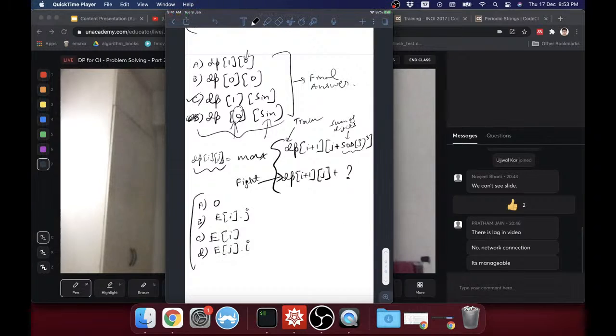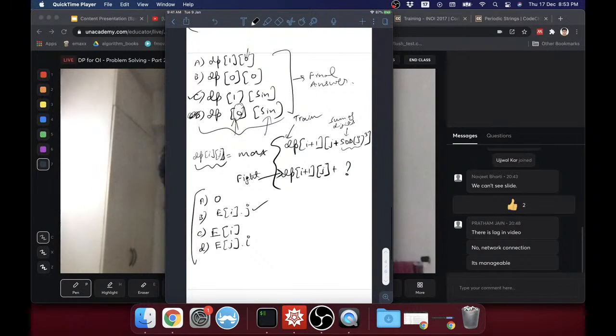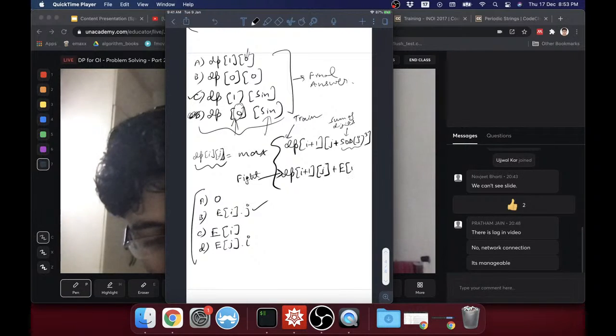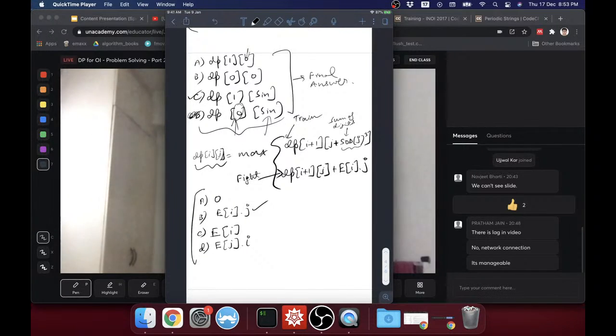Yep, cool. So that's correct. The option is actually this one, EI times J. So when you add EI times J here, you get this thing. Right, so that's your recurrence and you're done.